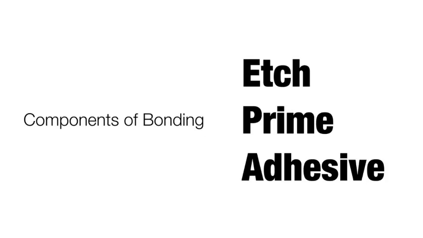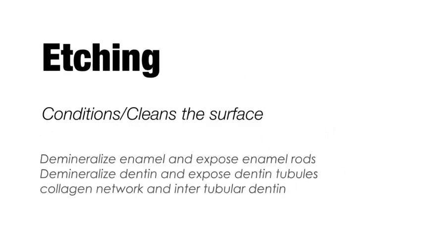So the etching procedure is conditioning or cleaning the surface, and at the same time it is demineralizing enamel and exposing enamel rods. In dentin, it is not only exposing the dentinal tubules, but also penetrating inside while removing the smear plug.